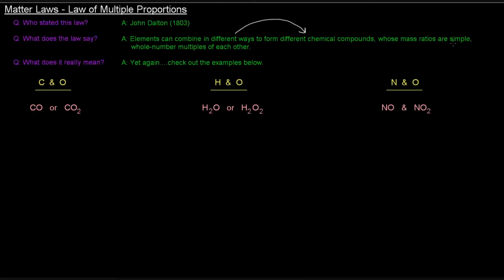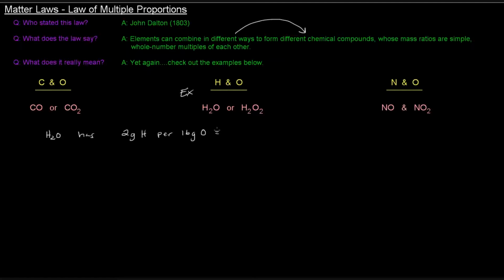Now, whose mass ratios are simple whole number multiples of each other. What the heck does that mean? Well, let's use this one as an example. Let's look at water first. H2O has 2 grams of hydrogen per 16 grams of oxygen. So we've got a mass ratio for hydrogen to oxygen of 2 to 16.